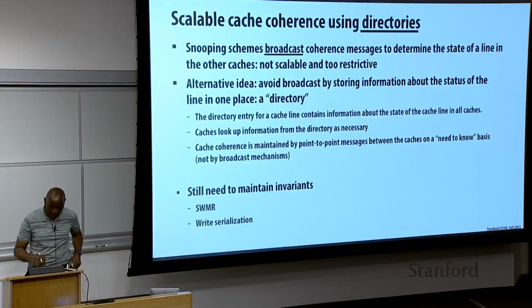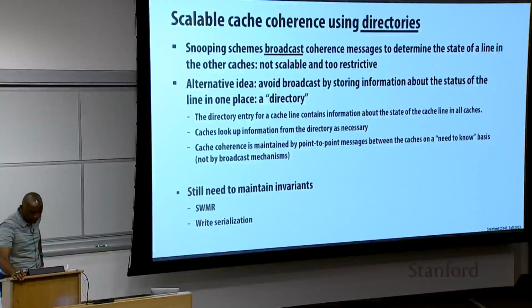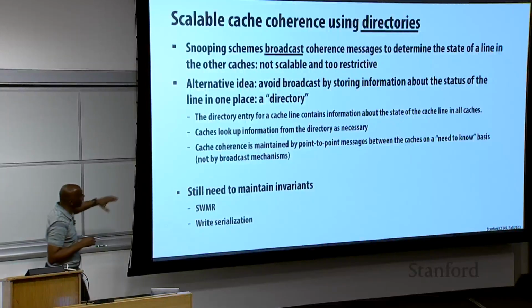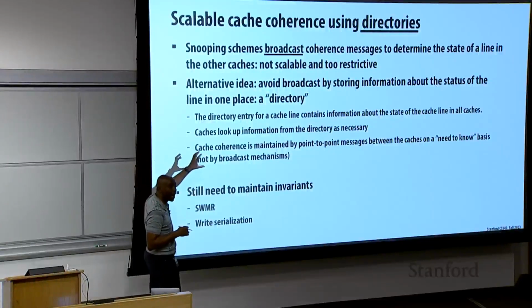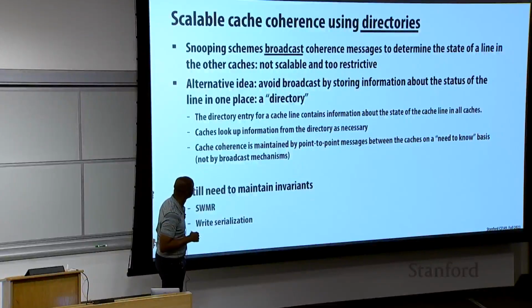And so one way to potentially make a system that's more scalable is to use the idea of a directory, right? So the idea of a directory is it stores information about which processors actually have this particular cache line in their cache, right?